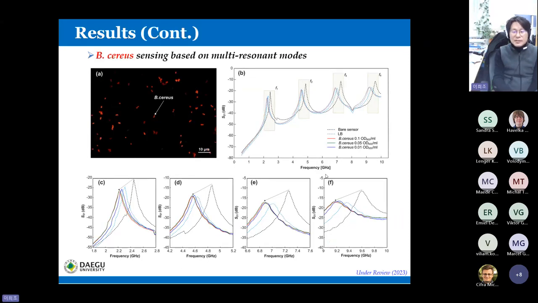Okay, similarly, this figure represents the Bacillus cereus sensing results. Figure B also shows the overall behavior, multi-resonance modes, with the test configurations. And figures C, D, E, F show the enlarged behavior of the resonant modes for the test configurations, respectively.